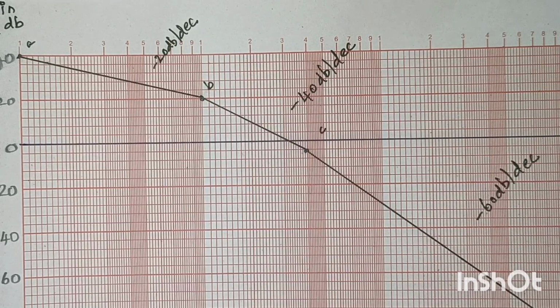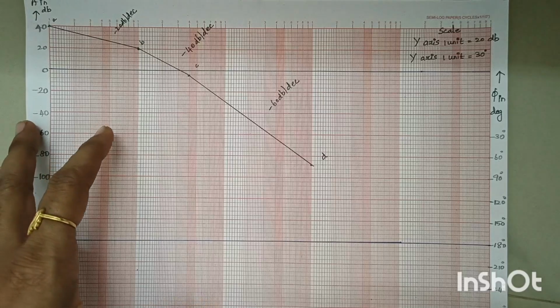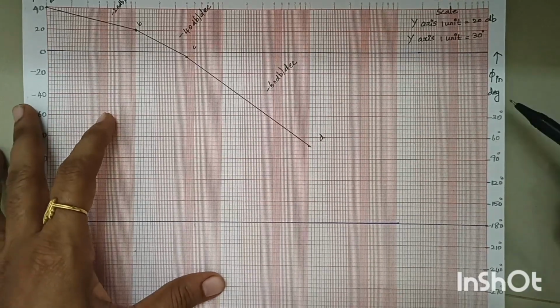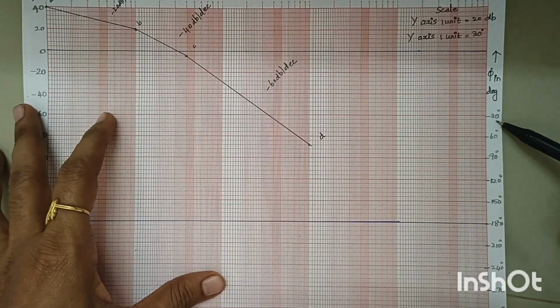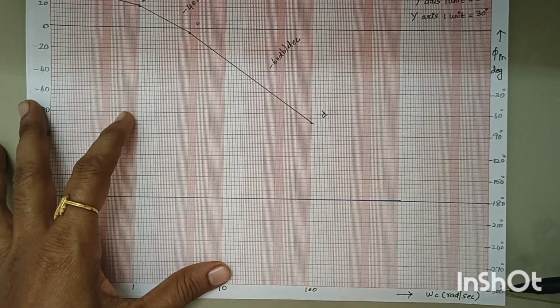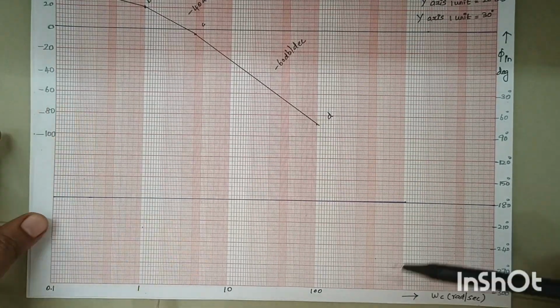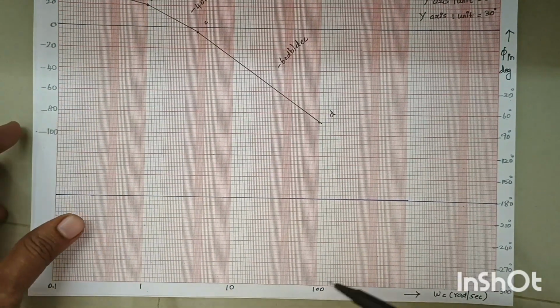Now we will go to our phase plot. Based upon the angle values, here I had selected the scale range. You see I had started from minus 30 and it is extended up to minus 300 degree. Now we are going to mark each and every point and on the x-axis the values of frequencies remain the same.